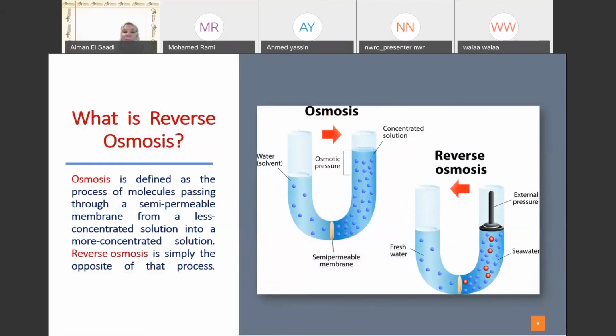What is reverse osmosis? This chart shows the osmosis phenomenon and the reverse osmosis phenomenon. Osmosis is defined as a process of molecules passing through a semi-permeable membrane from a less concentrated solution to a more concentrated solution. Reverse osmosis is simply the opposite of this phenomenon. By external pressure, we can separate the salt from the saline water.